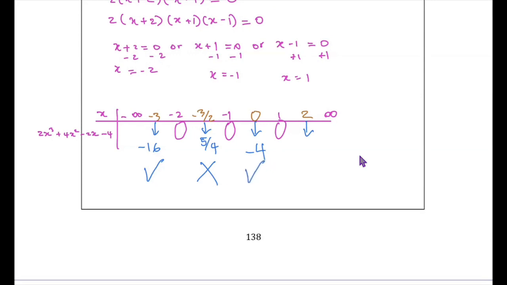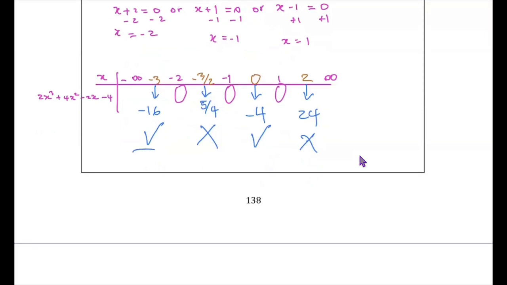It verifies the conditions. And then the last one, when we plug in 2, 2x cubed plus 4x squared minus 2x minus 4 is 24, which is positive, and we're solving when it's negative. So we are not taking the interval from 1 to infinity. So our solution here will be this interval and then this one.